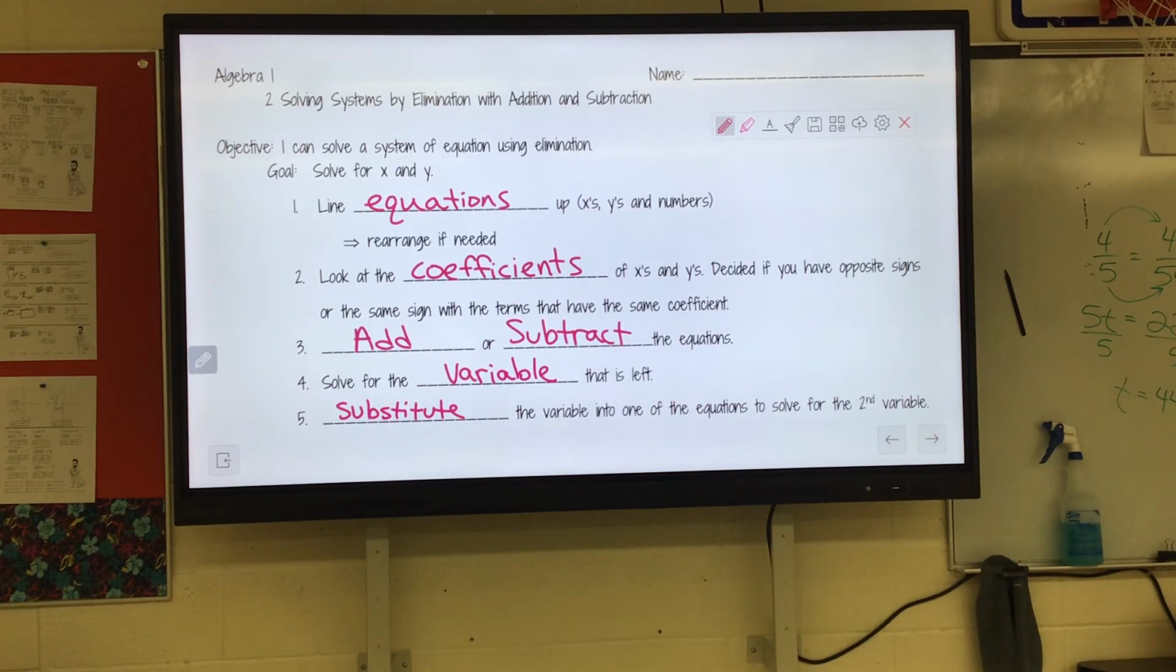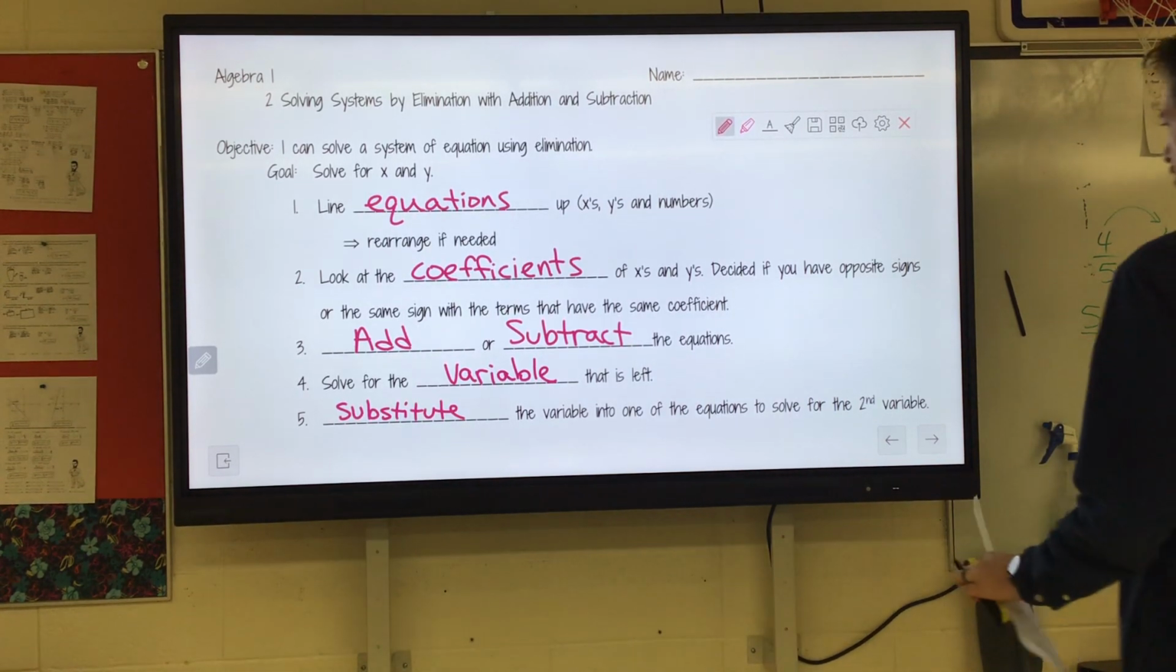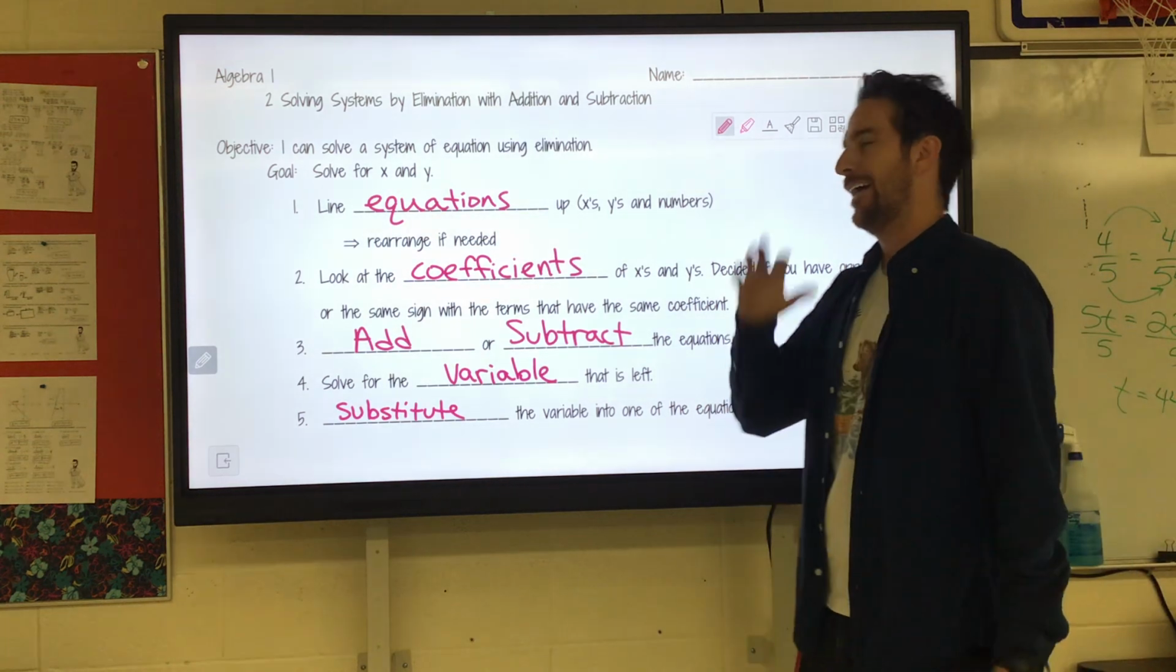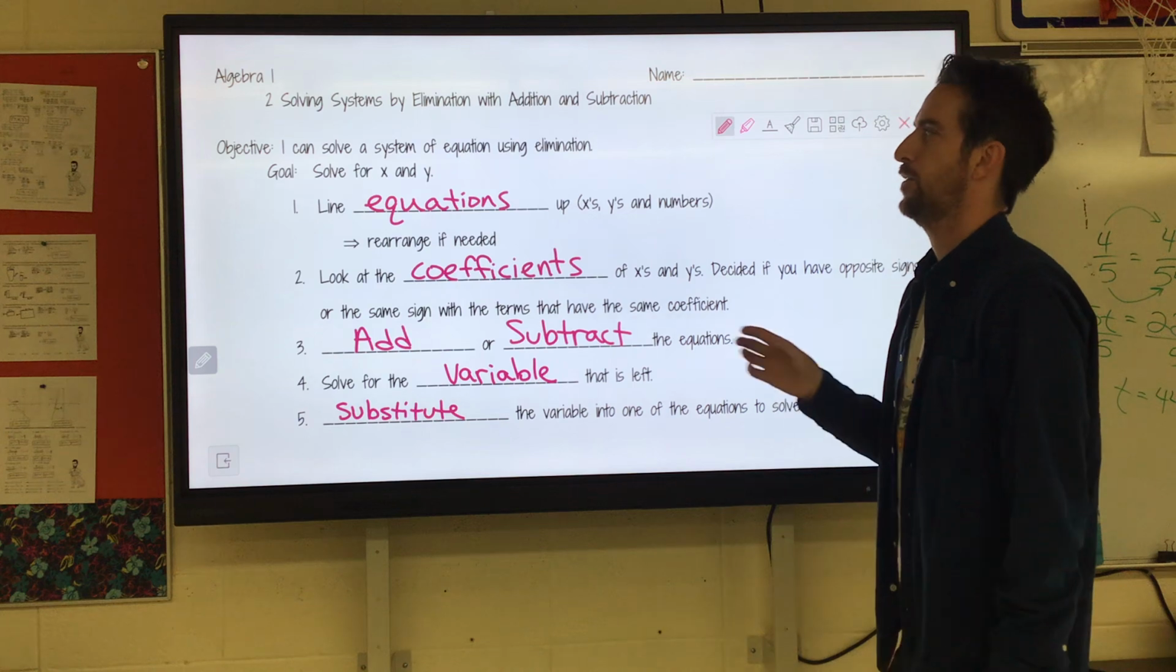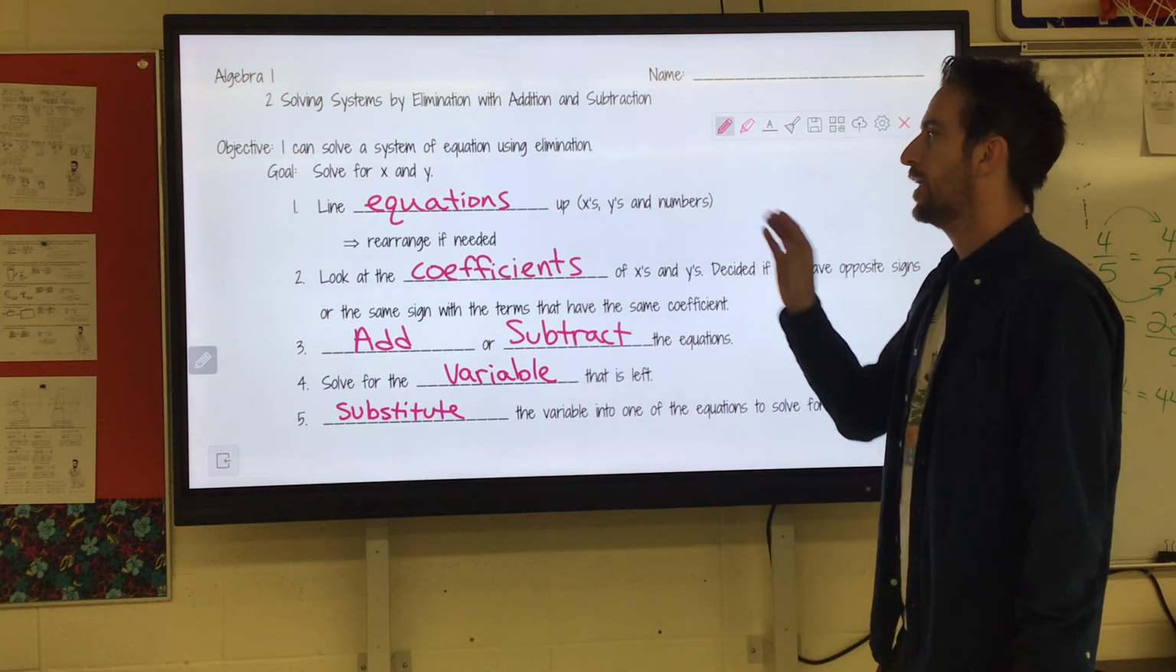Today we're solving systems algebraically, no graphing on this one. So I got the steps here. Feel free to pause it so you can fill in the blanks, but here's what we got. We're going to line the equations up.